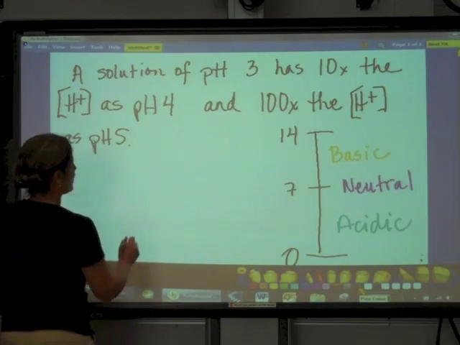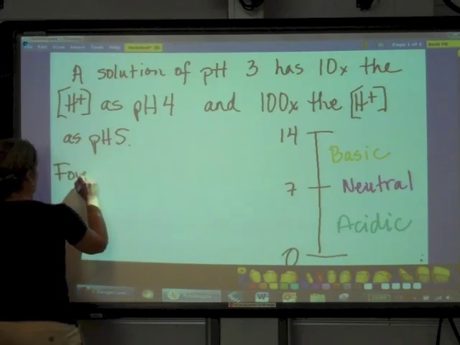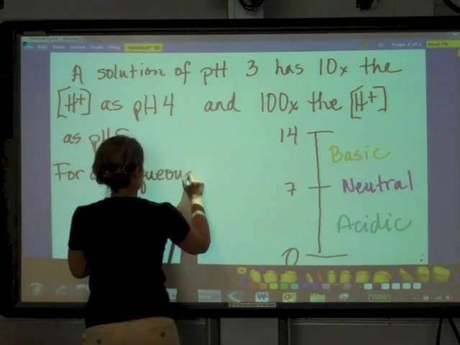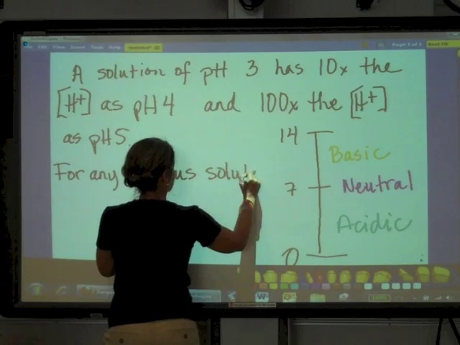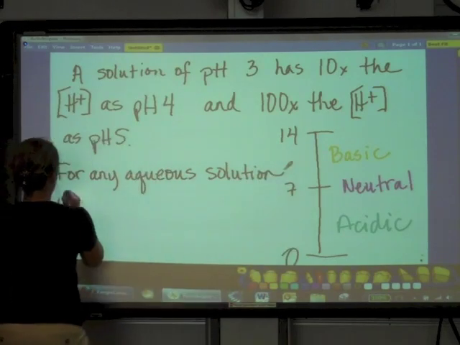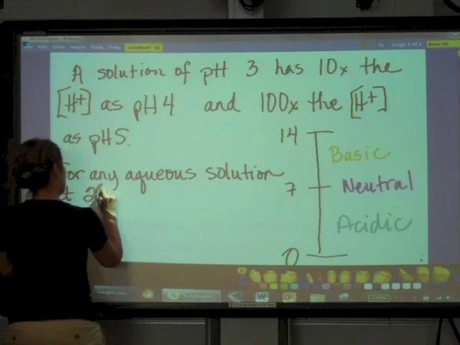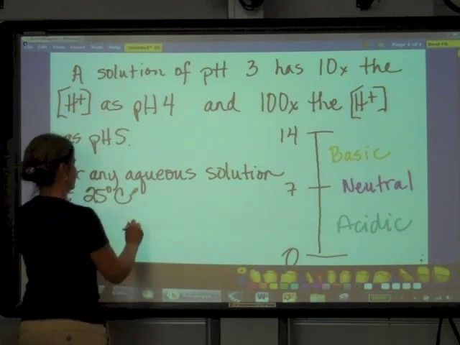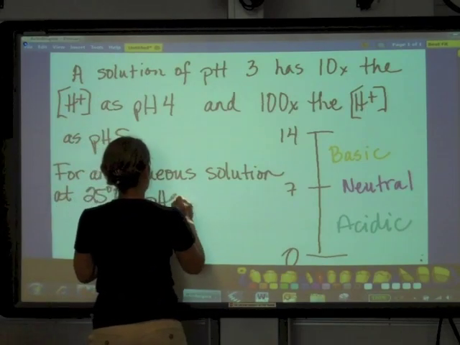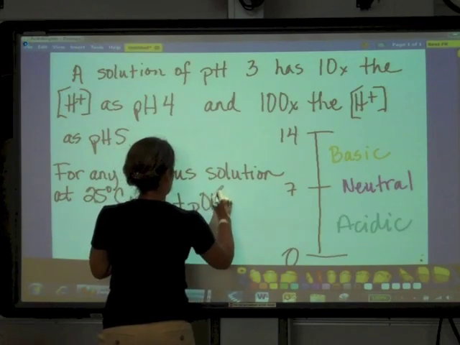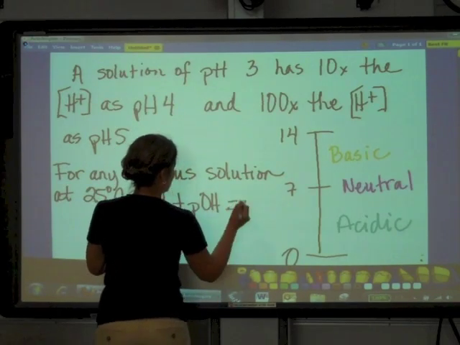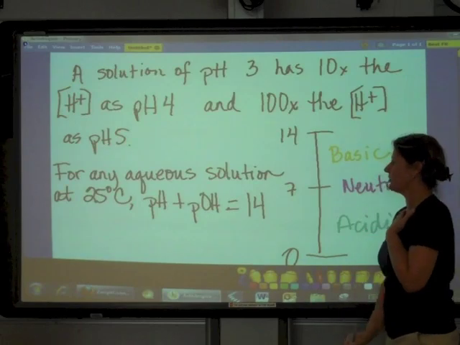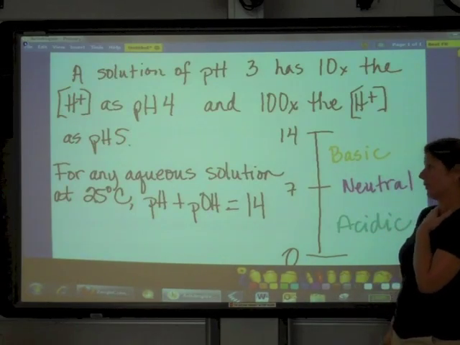For any aqueous solution at 25 degrees Celsius, pH plus pOH is always equal to 14. And that is going to be a handy tool for you to use.